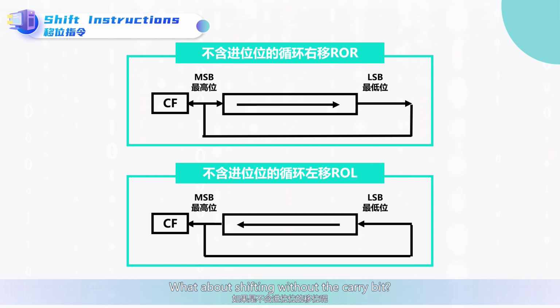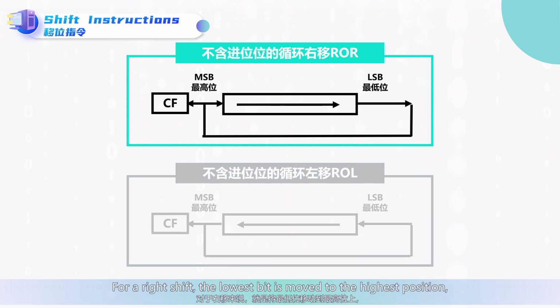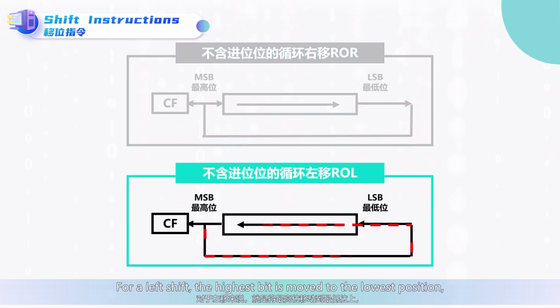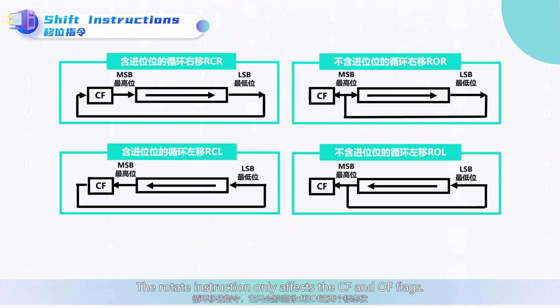What about shifting without the carry bit? It means only moving the data content end to end, while modifying the CF value with each shift. For a right shift, the lowest bit is moved to the highest position, and the other bits are shifted right by 1. The shifted out lowest bit is also assigned to CF. For a left shift, the highest bit is moved to the lowest position, and the other bits are shifted left by 1. The shifted out highest bit is also assigned to CF. The rotate instruction only affects the CF and OF flags.